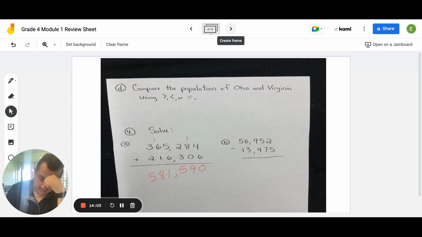Good. Now we subtract for B. All right. 2 minus 5 you can't do, so I go to the 5, make it a 4. 2 becomes a 12. 12 minus 5 is 7. Good. 4 minus 7, can't do it. Go next door to the 9. Make it an 8, which is really 800. The 4 becomes 14. 14 minus 7 is 7. 8 minus 4 is 4. 6 minus 3 is 3. And 5 minus 1 is 4.